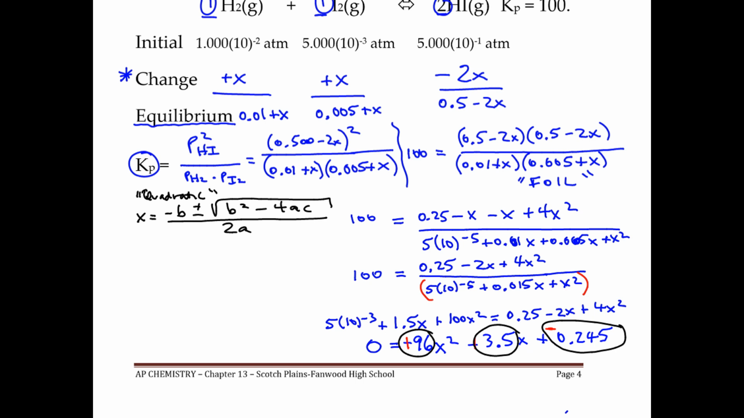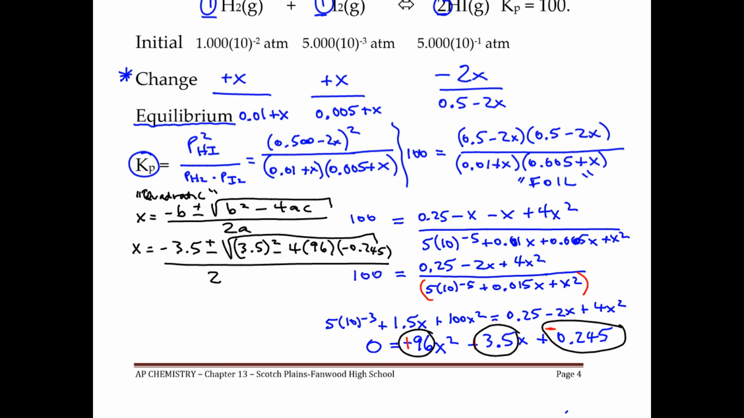So this is going to be equal to negative 3.5 plus or minus the square root of 3.5 squared minus 4 times a, which is 96, times c, which is negative 0.245. And that's all going to be divided by, the whole thing is going to be divided by 2 times a, which is 2 times 96. Okay, I'm going to trust that you can do this in your calculator correctly. And you're going to get two answers for x.